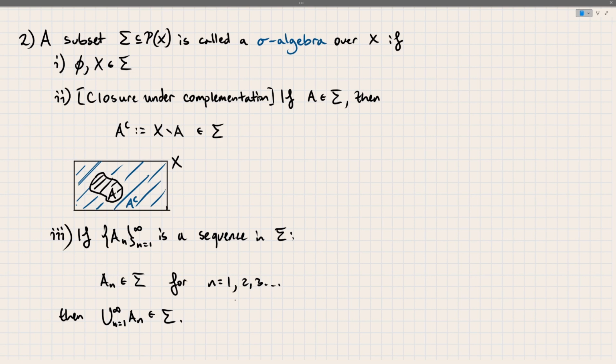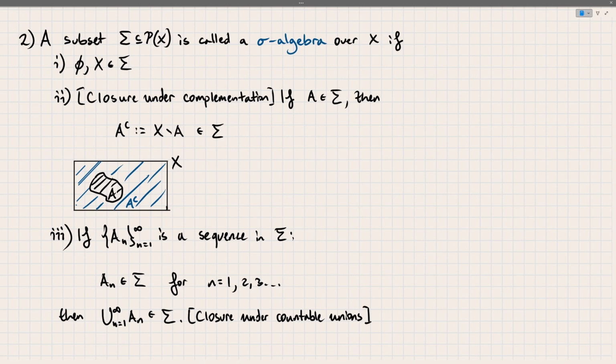Okay, so you can call this closure. We can call this closure under countable unions. And that's the definition of a sigma algebra.